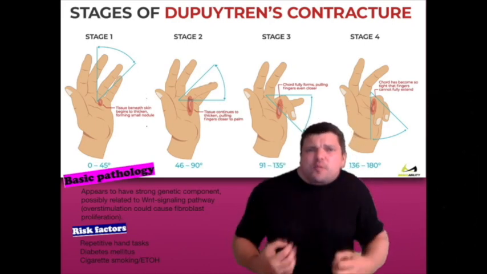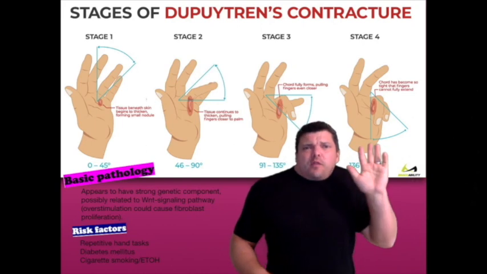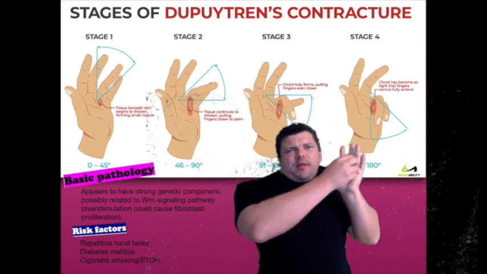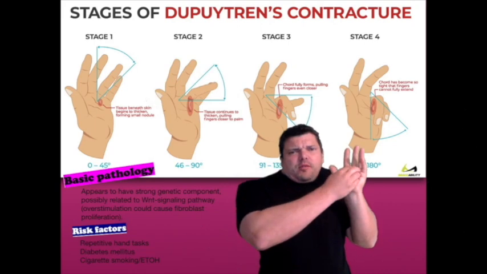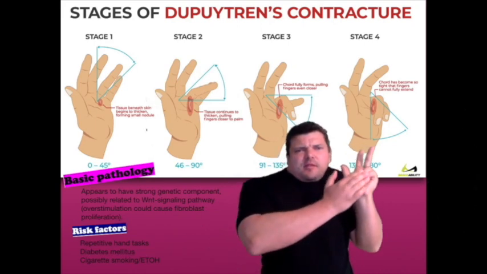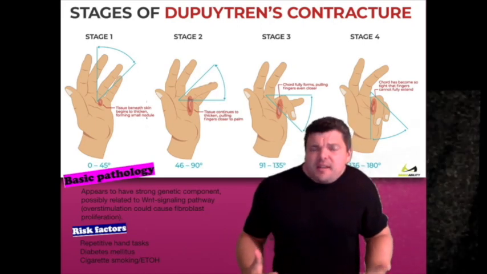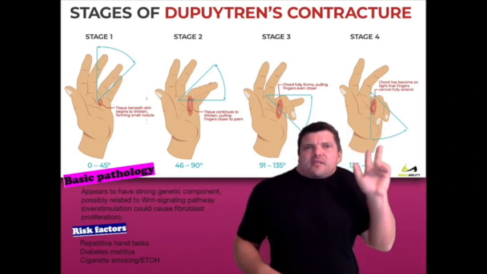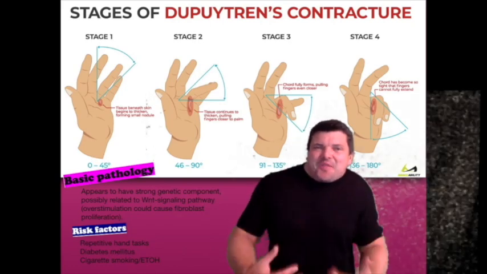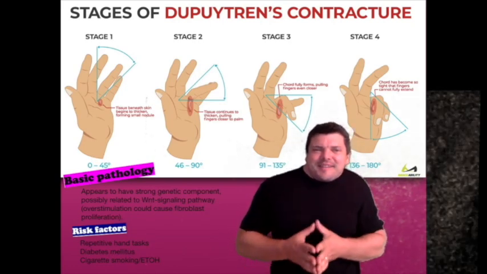So as you can see from this particular picture, gradually over the course of time the fibroblasts start to pull the hand inward, slowly, and patients will come into the clinic and say, hey, I can't straighten my hand out. Very easy to figure this one out.